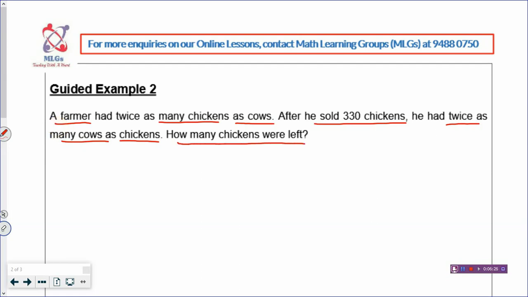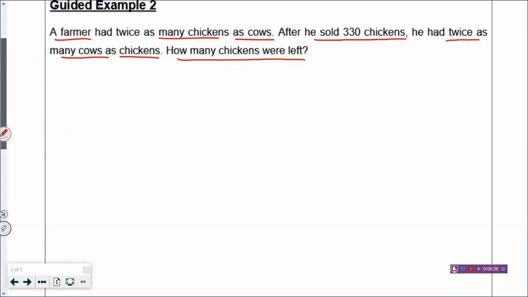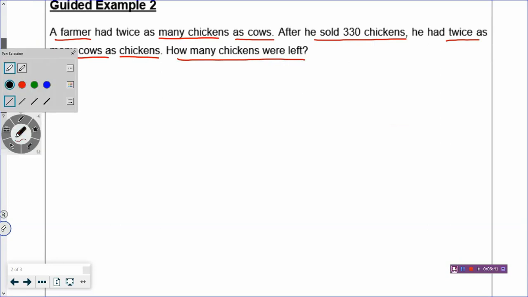Looks complicated, but as long as you can draw out the model, right? No matter how difficult the question is, once you can draw out the problem, it makes everything easy. Alright, let's see how we do that. Now, you always draw from the beginning, right? Your before model. When you draw any model, most of the time, you always start at the beginning.